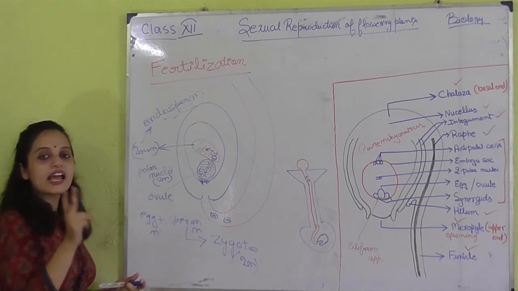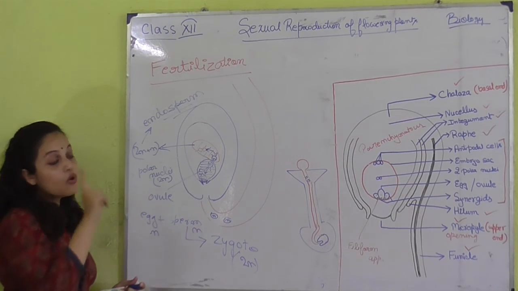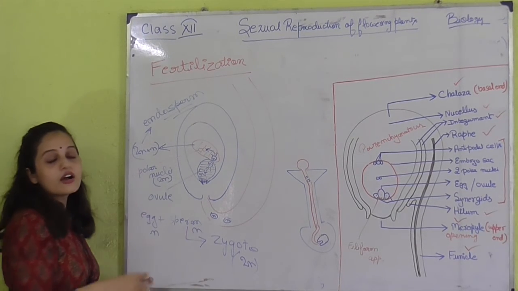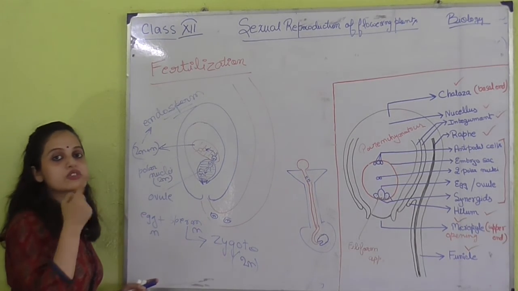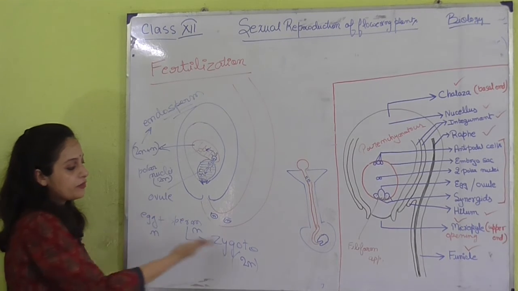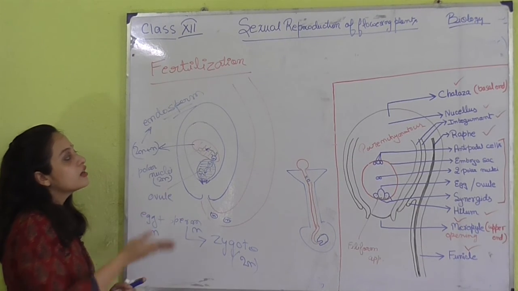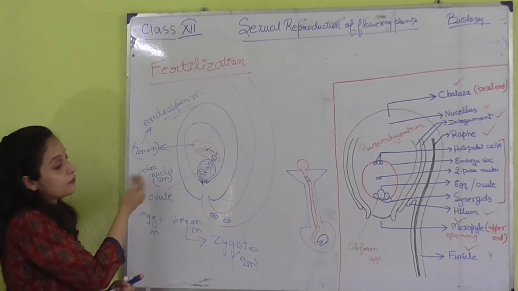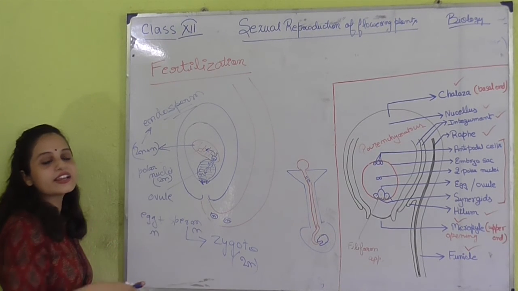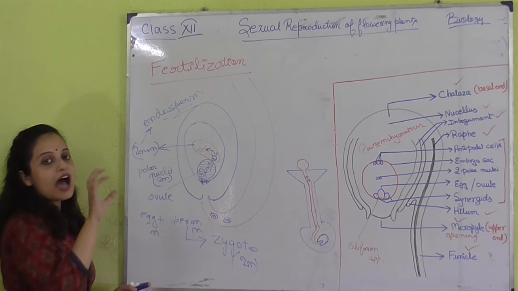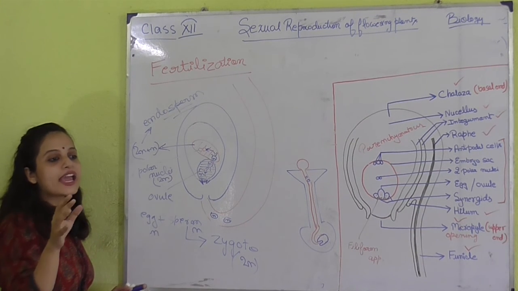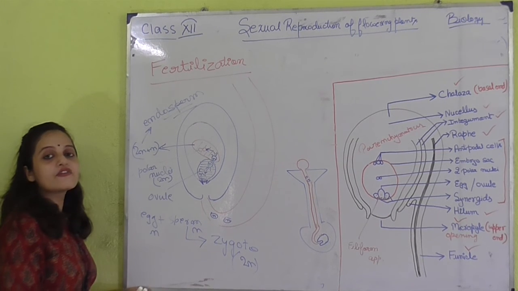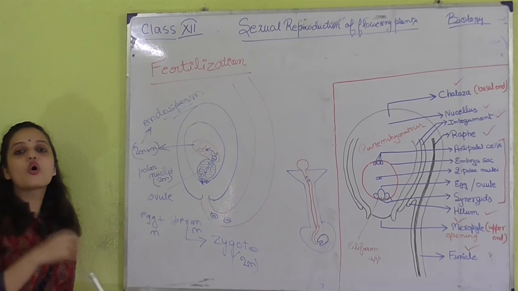Why? Two fertilizations are occurring simultaneously. As you can see, 2 male gametes are entering the ovule. One male gamete unites with the egg, forming the zygote. The other male gamete unites with the diploid polar nuclei, or the diploid secondary nucleus, and forms a 3N, which is the endosperm. What is the work of endosperm? It gives nourishment to the growing embryo.